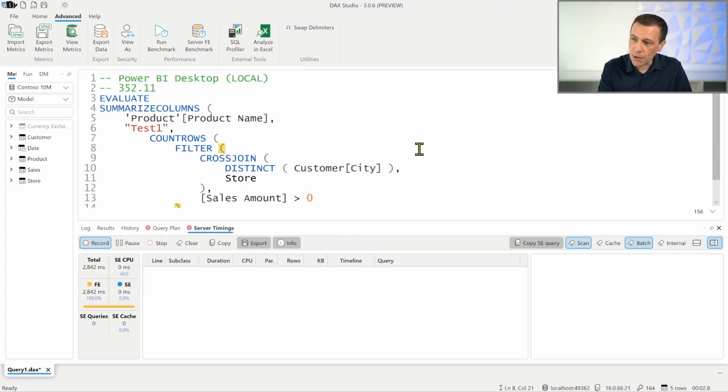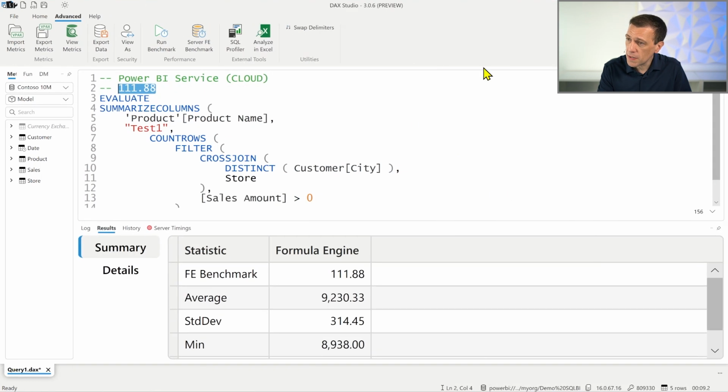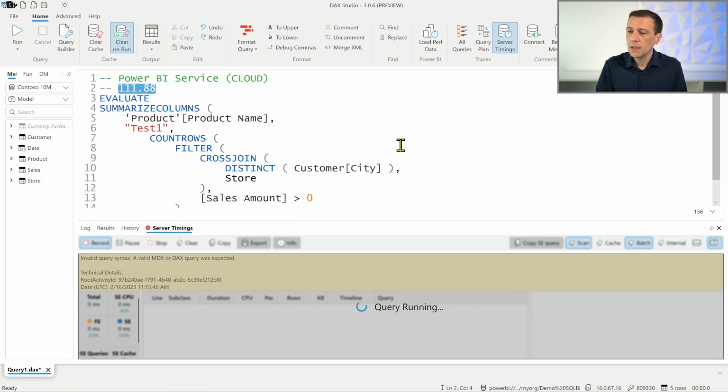So let's run now the same query in the cloud, in the same database that I published to the cloud. So I can maximize this. I can go back to home, server timing is active, clear on run. So I go to this visualization, and now we have to wait a few seconds that the query is executed. Sometimes, of course, we might have also problems of noisy neighbors, so we could have other queries running from other users in the same workspace or in the same tenant. So actually, it is not so predictable what we can get as a result.